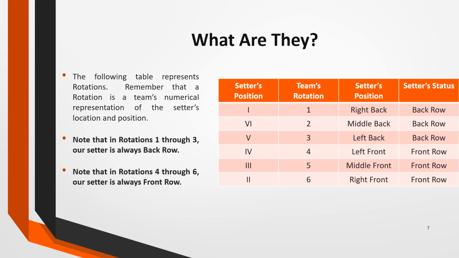We can see that in rotation 1, our setter should be right back, meaning that she should be the server, and when they lose their turn serving, she will continue to be the right back. In rotation 2, our setter will be middle back. In rotation 3, our setter will be left back. If the setter remains on the floor, then in rotation 4, the setter will be left front. Rotation 5, the setter will be middle front. And in rotation 6, our setter will be the right front.